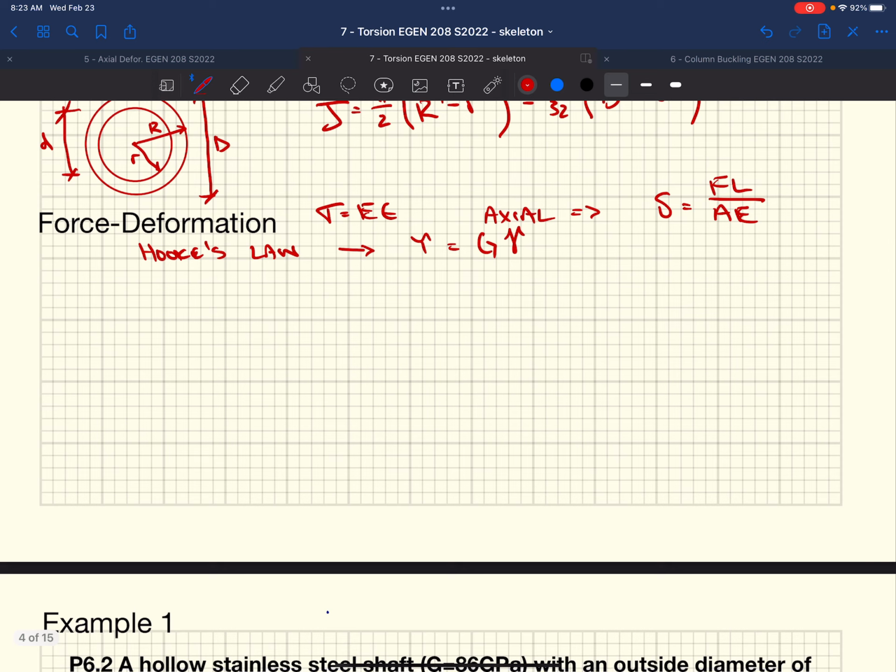Well, we can plug in some things here. We can say the shear stress from up above, the shear stress at any radius rho, so tau of rho, equals the applied torque times the radius at which we're looking, all over the polar moment of inertia.